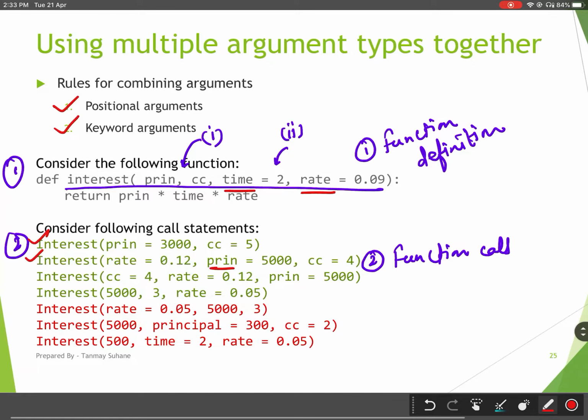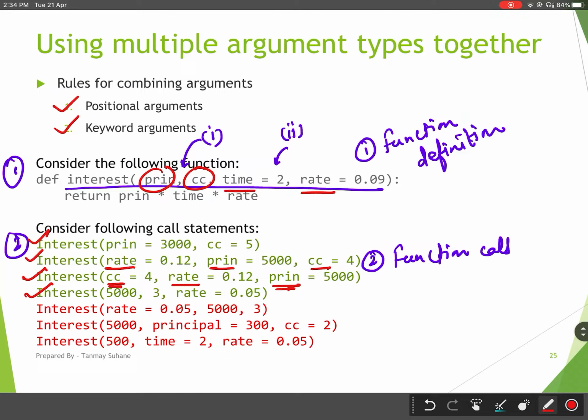Second, I am giving principal and cc as keyworded arguments and I am giving rate. So this is also correct because I have given all the three things and all the three things are keyworded arguments. So I have not given any positional argument till now. Third is cc, rate and principal. Here also all the arguments are keyworded arguments and principal and cc which are required are given. So this is also correct.